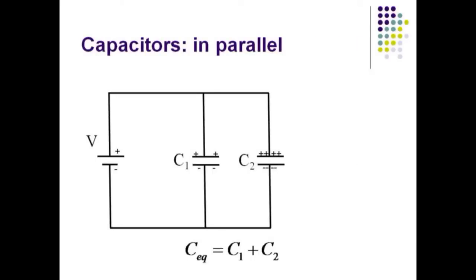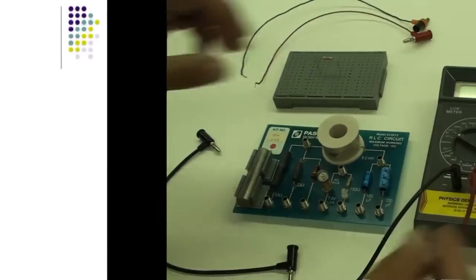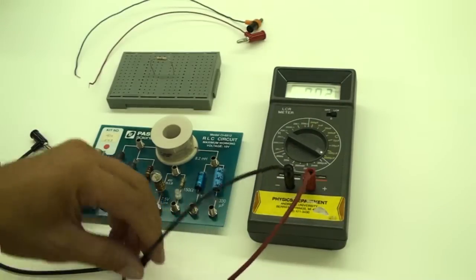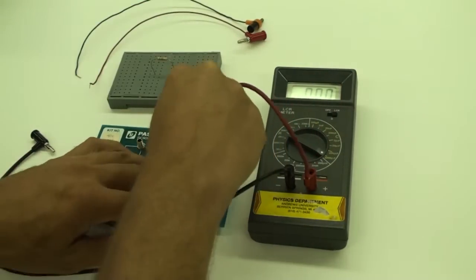When capacitors are connected in parallel, they all have an identical voltage applied, but store different amounts of charge. The equivalent capacitance is just the sum of the individual capacitances. The first part of this lab involves measuring the capacitance of each of two capacitors using a capacitance meter.